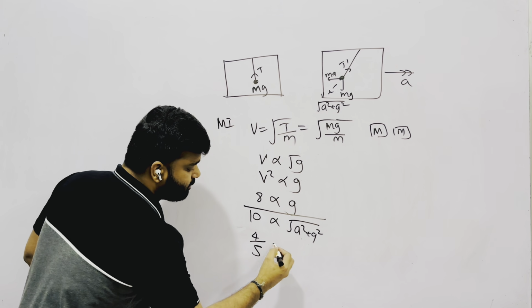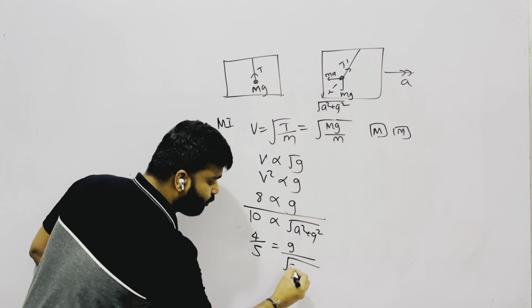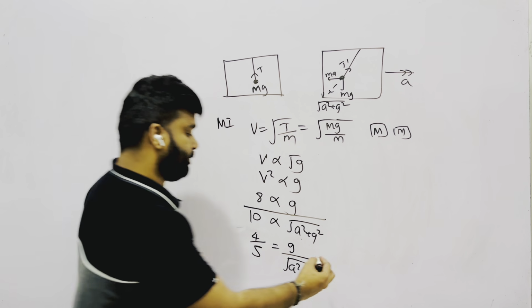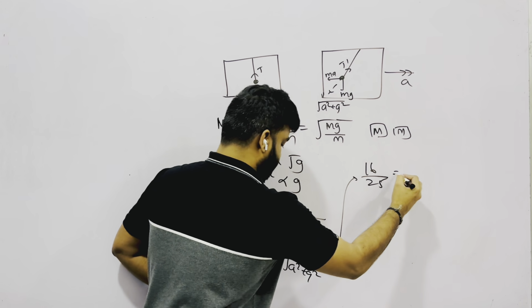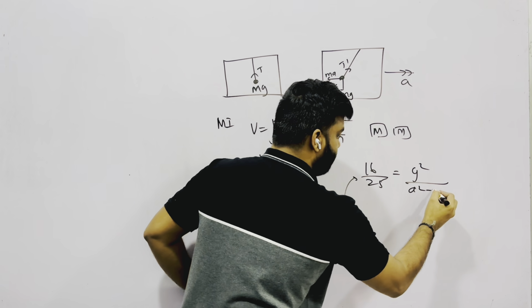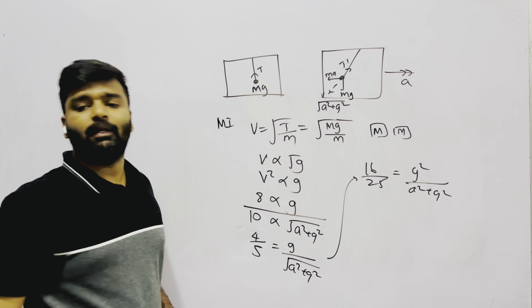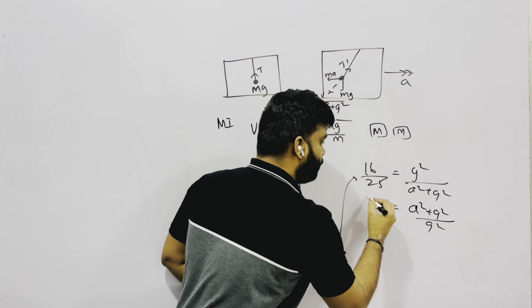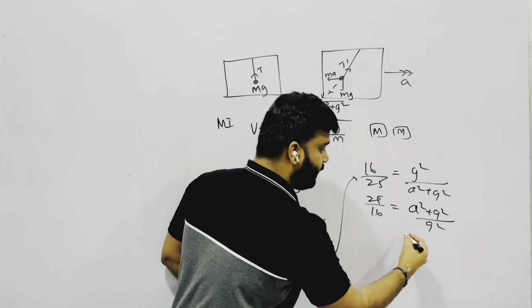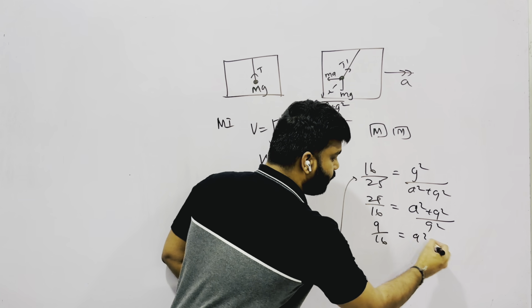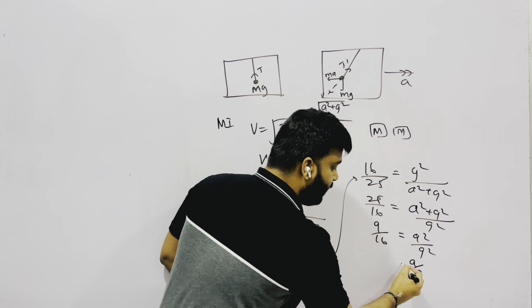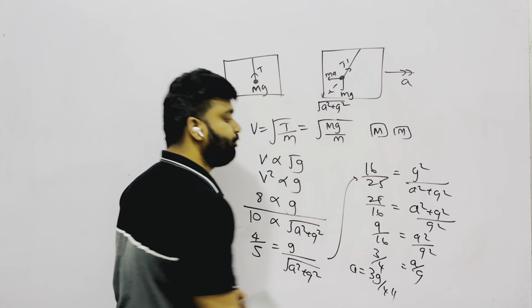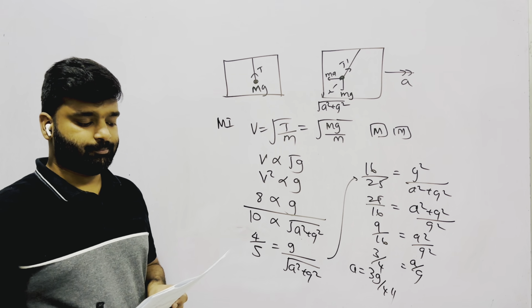4 over 5 is equal to g over root of a squared plus g squared. Still we don't like square roots, therefore we can square both sides. 16 over 25 is equal to g squared over a squared plus g squared. From here you can cross multiply and get answers. Or you can make it reciprocal, a squared plus g squared over g squared is equal to 25 over 16. Then if you subtract the 1, 9 over 16 is equal to a squared over g squared. If you take a root, a over g is equal to 3 over 4. Then a is equal to 3g by 4. That is the horizontal acceleration of the car. One more method.